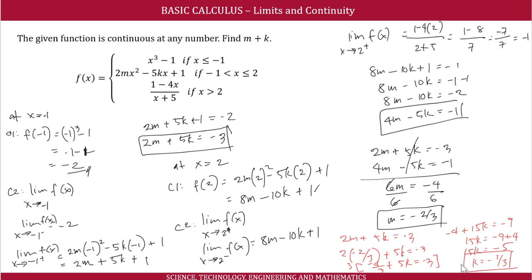So we have a value of m and k, but we are going to find m plus k. Therefore, m plus k will be the value of m, negative 2/3, plus the value of k, negative 1/3. So negative 2 plus negative 1, negative 3 over 3. So negative 3 over 3, negative 1. So the answer is negative 1. Okay, so that's all for the different problems involving limits and continuity of a function.